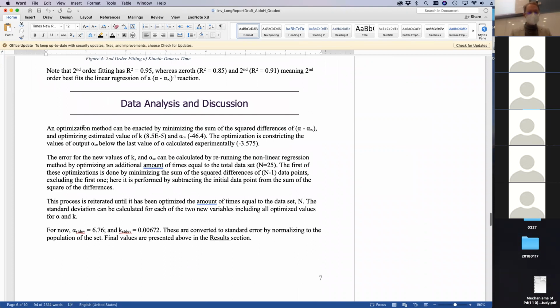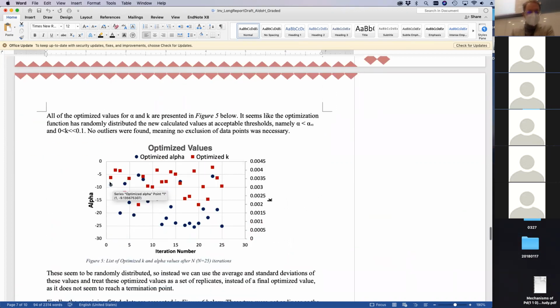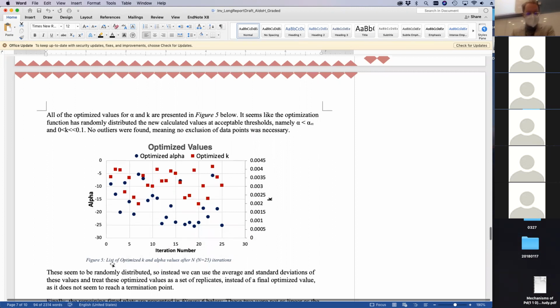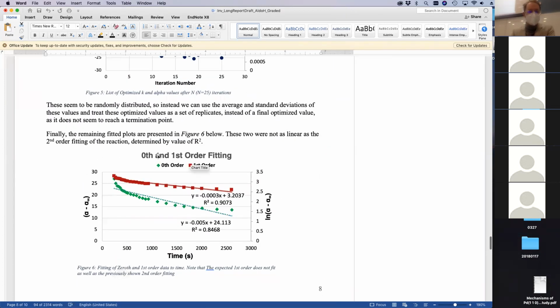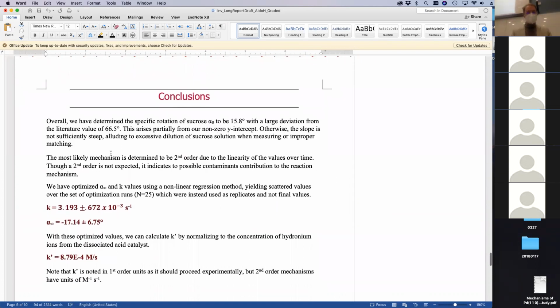And then in the data analysis section, they explain how they analyzed the data, how they obtained the rate constants, what calculations they did. They include the optimized values that they obtained. So this is a nice graph as a function of iteration number to see whether there were any outliers. And then they include the final fit result, comparing fitting the measured data using a 0th order approximation or a 1st order kinetics approximation.